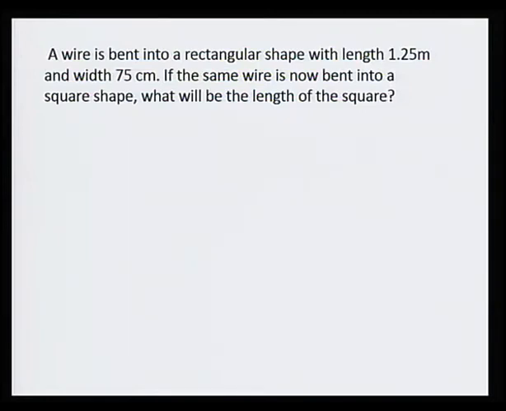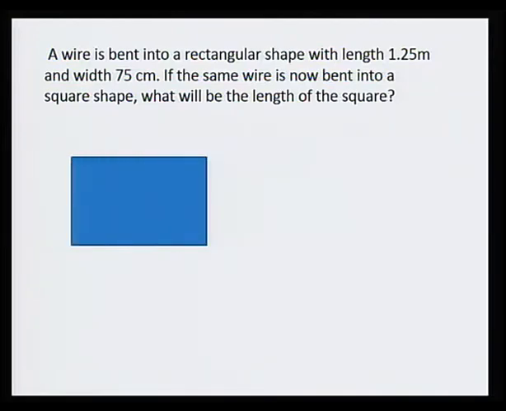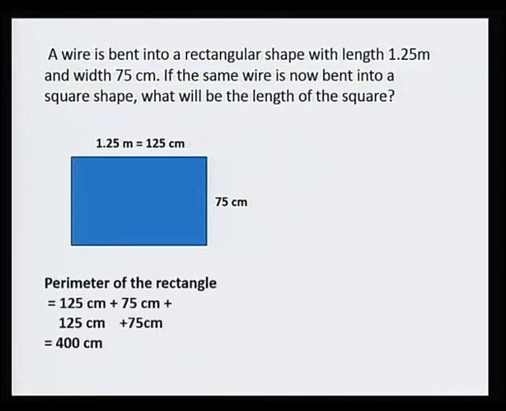A wire is bent into a rectangular shape with length 1.25 meters and width 75 centimeters. If the same wire is now bent into a square shape, what will be the length of the square? So first we have the rectangle with length 1.25 meters. The width is 75 centimeters. But we cannot work with different units at the same time. So here you will see that I have converted 1.25 meters into 125 centimeters. The perimeter of this rectangle is 125 centimeters plus 75 centimeters plus 125 centimeters and 75 centimeters. Remember, perimeter is adding all the sides. The perimeter here is 400 centimeters.